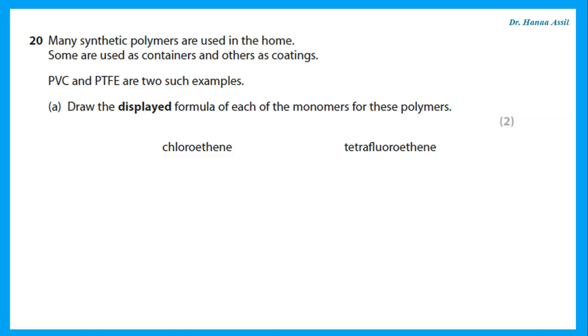Many synthetic polymers are used in the home. Some are used as containers, others as coatings. PVC and PTFE are 2 such examples. Draw the displayed formula of each of the monomers of these polymers. So we're required to draw displayed formula of chloroethene. How do we draw that? That's chloroethene. Tetrafluoroethene, that's ethene with 4 fluorines instead of 4 hydrogens.